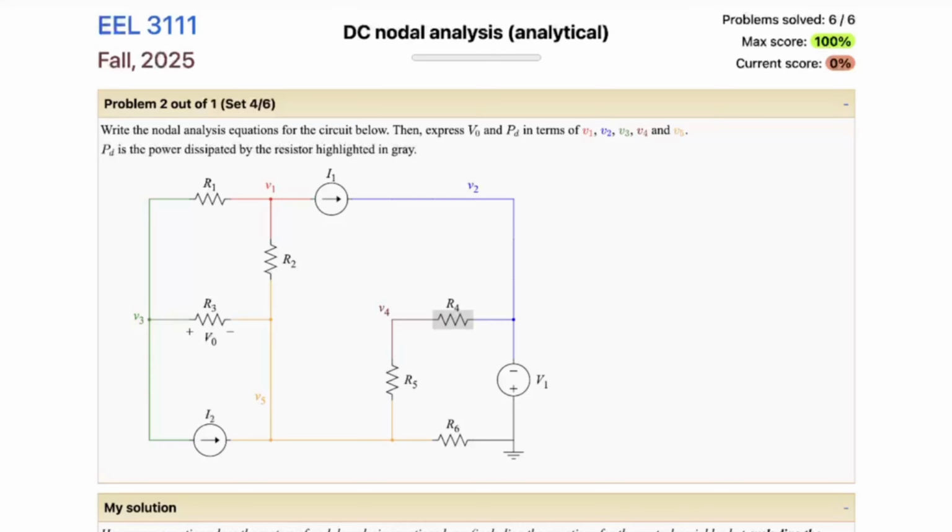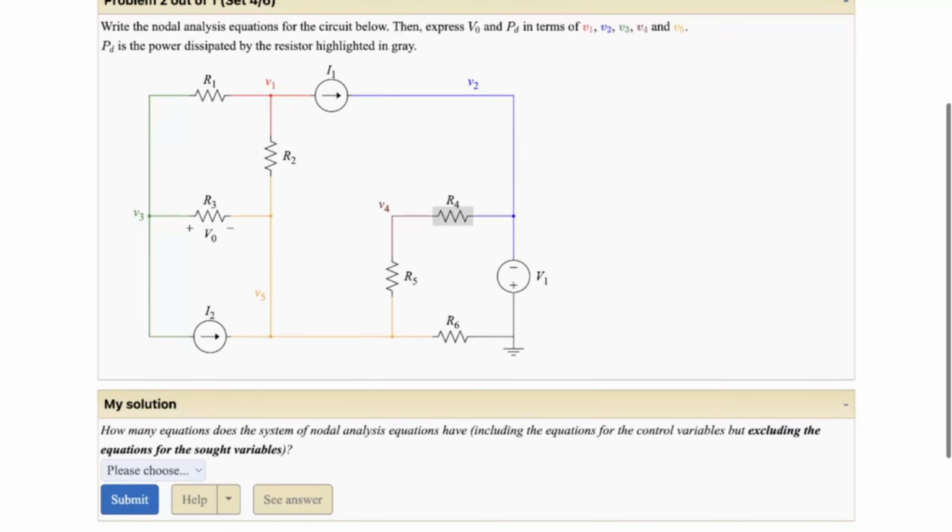Hello. This is an example of a DC nodal analysis analytical question of level 2. So let's get started. First, overlooking the circuit, it looks like we have a total of 6 nodes. We have 5 labeled potentials, V1 through V5, and then a ground node. And then we're asked to compute the power dissipated by the resistor highlighted in gray. So power dissipated by R4.